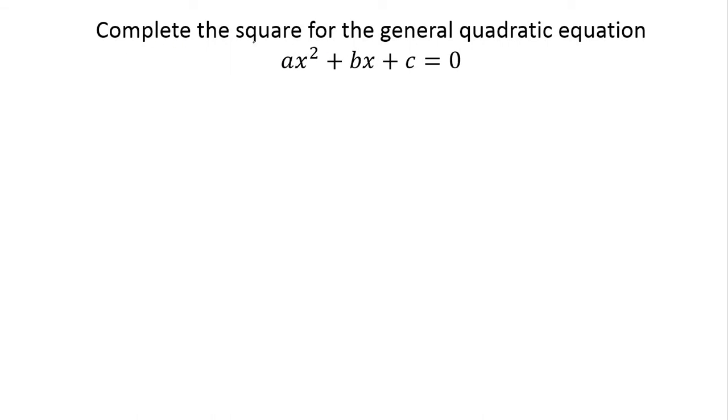Complete the square, that was our last lesson, right? For the general quadratic equation, ax squared plus bx plus c equals 0. That should look real familiar. So what if we complete the square on that?